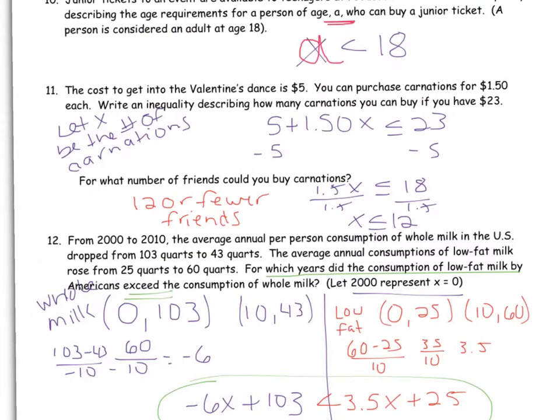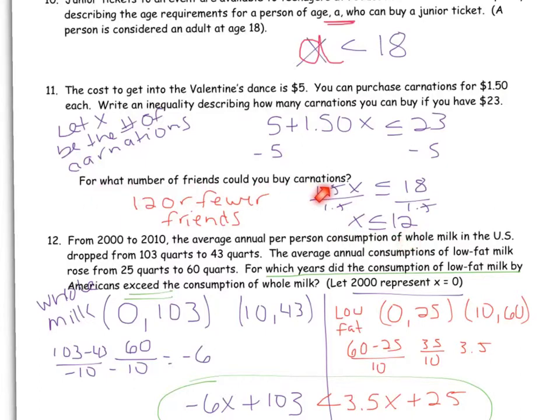All right, second application problem. The cost to get into the Valentine's dance is $5. You can purchase carnations for $1.50 each. So let X be the number of carnations, because it says, write an inequality describing how many carnations you can buy if you only have $23. So here, this part indicates what you have to spend, and this is what you have to spend. So you can't spend more than what you have. So here it starts at 5 and you go up 1.50 for every carnation, and then you solve that inequality. So I came up with X is less than or equal to 12.